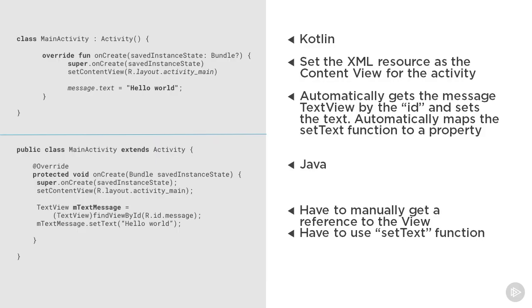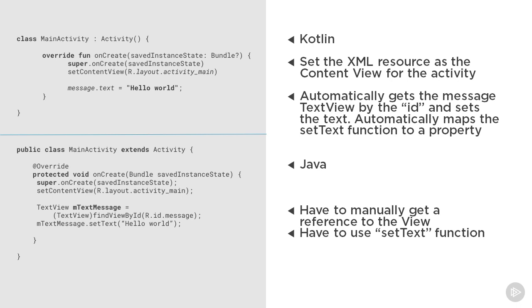Now that we've designed our view in either the XML editor or the designer view, we need to be able to use our views to update and manipulate them. This is where we write our Kotlin code within our activities, fragments, or other areas that reference our views. In this example, we're in an activity and we want to set the text of our text view to Hello World. In Kotlin, we override the onCreate, call setContentView to reference the XML layout resource we created, then get the auto-mapped message text view and set the text property.